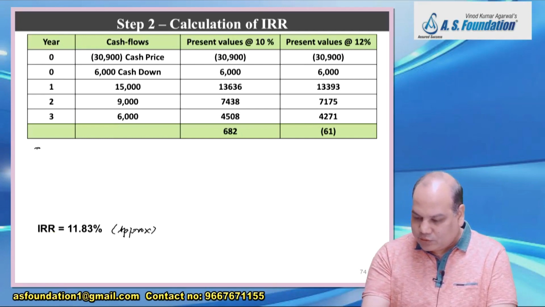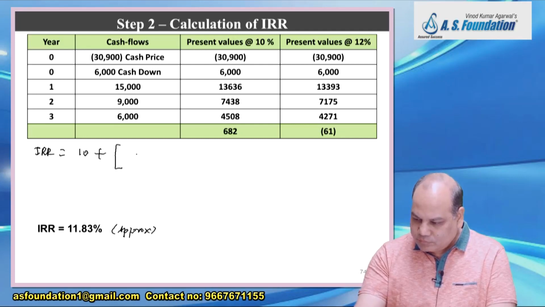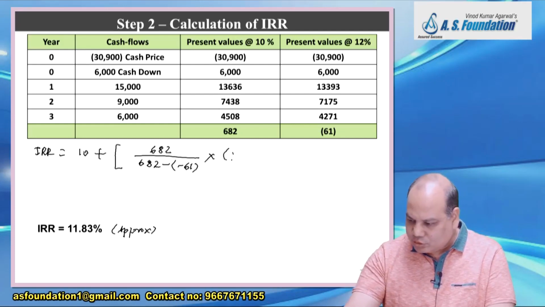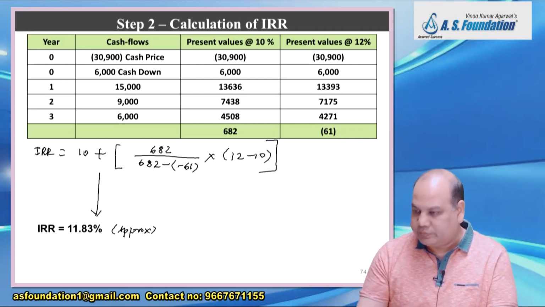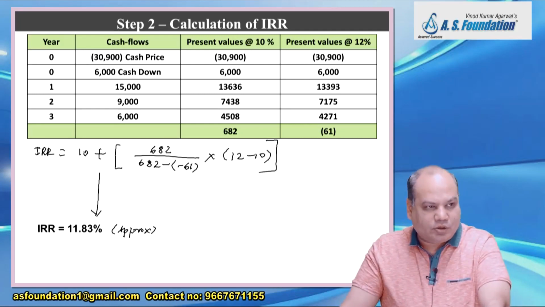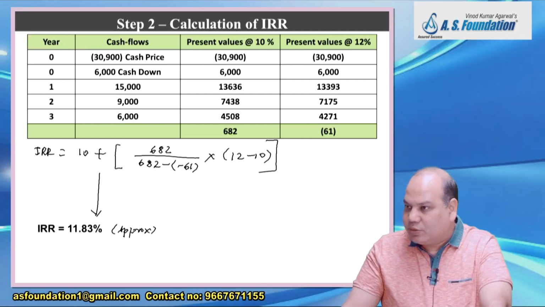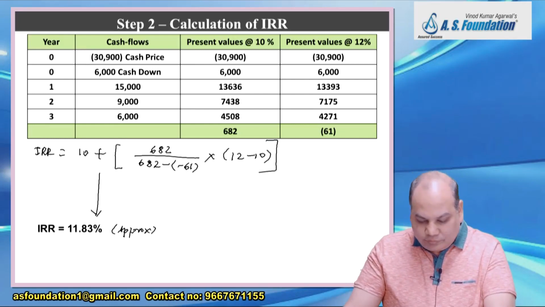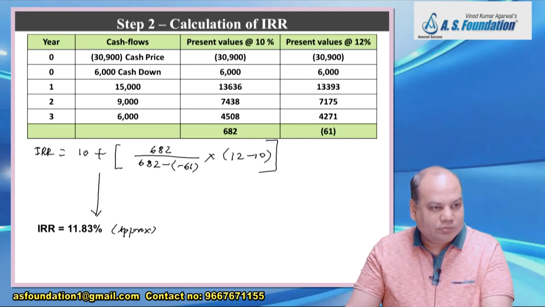You will write IRR is equal to 10 plus 682 upon 682 minus 61 into 12 minus 10. And when you solve it, you will get 11.83% approximately. Right, approximately. The answer is not over. The question was calculate the interest included in each installment. Right.